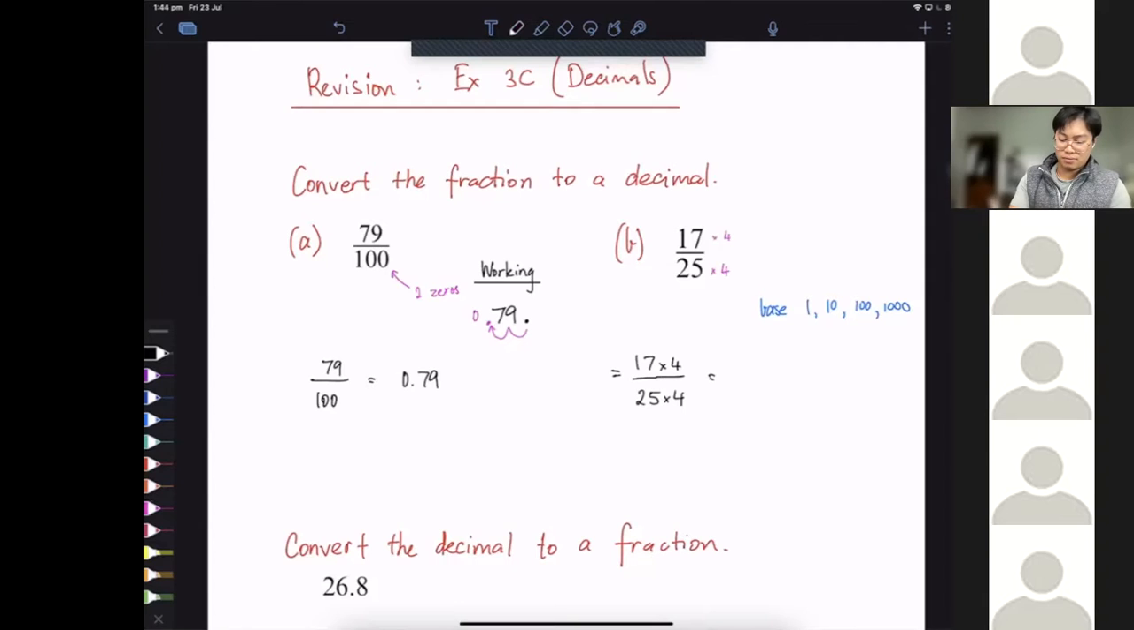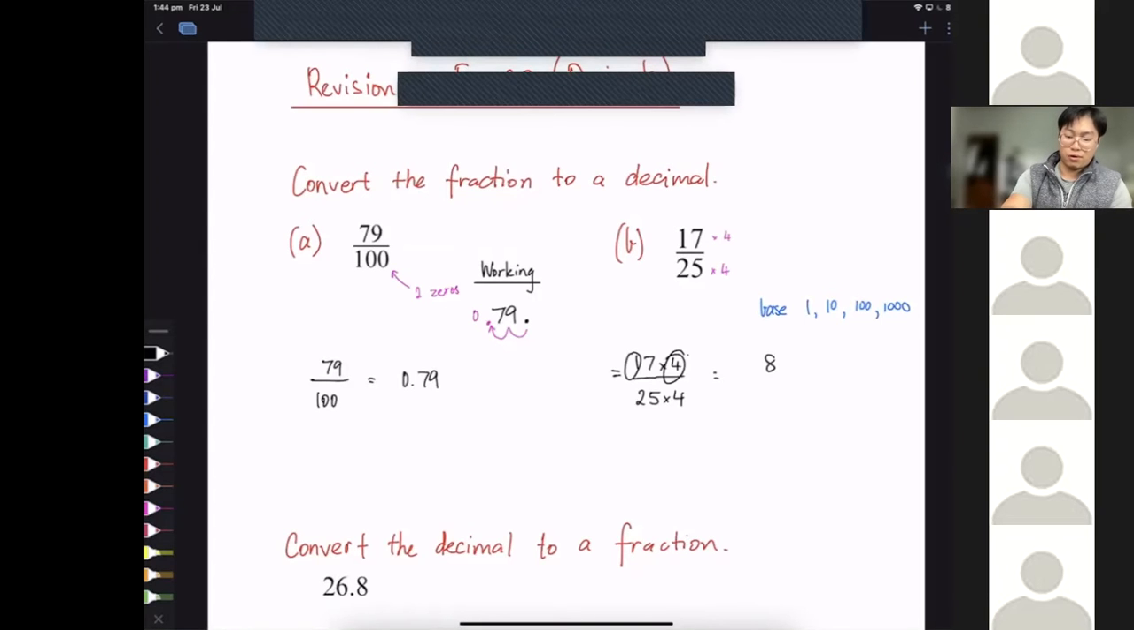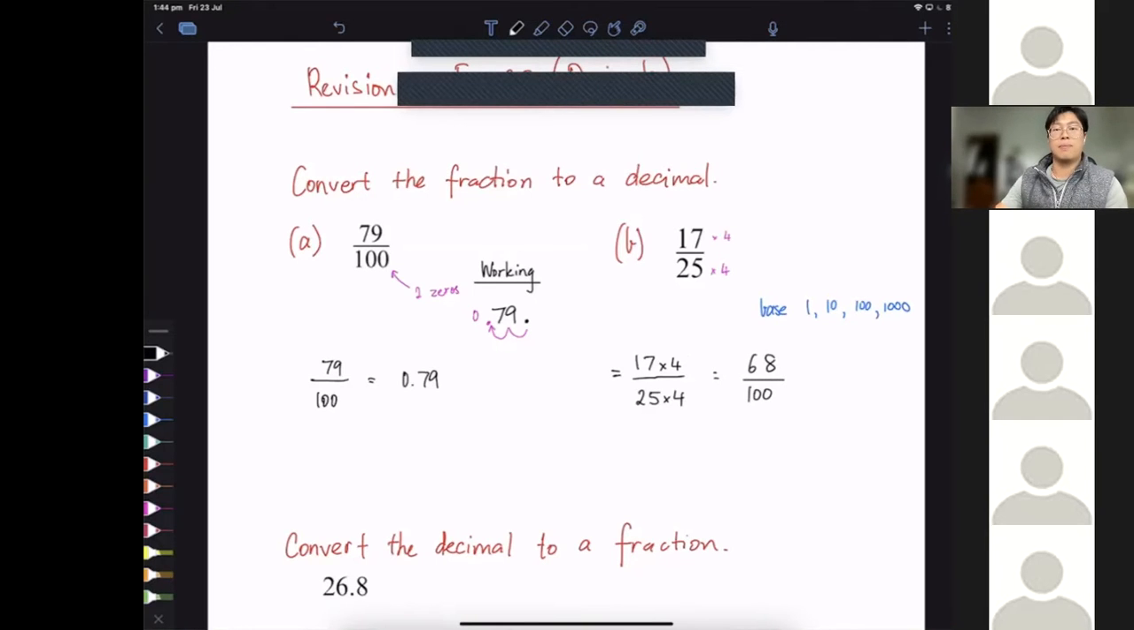Wait, is it 49? What's 4 times 7? 4 times 7 is 28. 68. Yeah. So 4 times 7 is 28. So you write the 8, carry the 2. You go 4 times 1. That's 4. And then you add that 2. 4 plus 2 is 6. Okay. So now it should be 68 over 100.